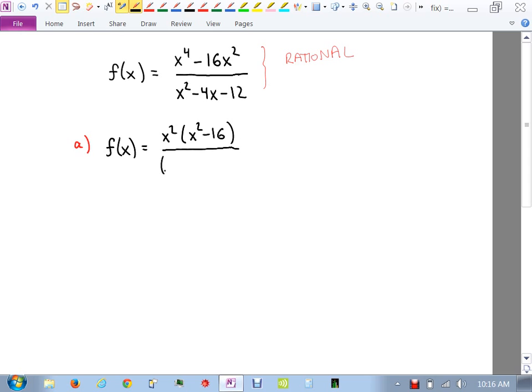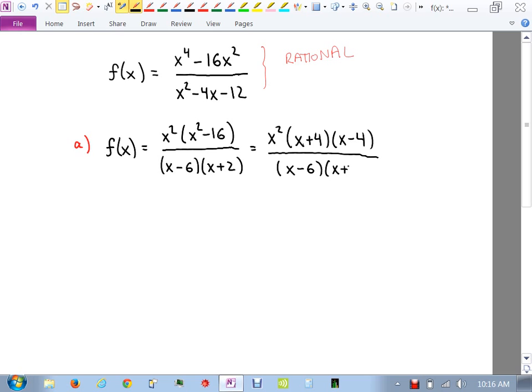The denominator factors to be x minus 6 and then x plus 2. But the numerator factored to be x squared, x plus 4, x minus 4, because that was a difference of squares. Who would do such a thing to you? X minus 6, x plus 2.